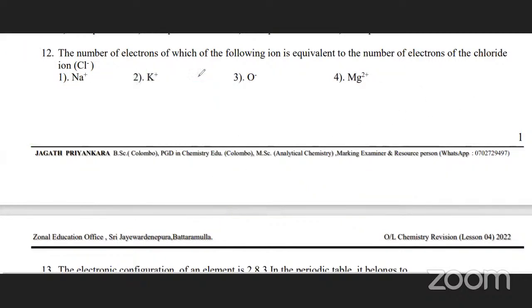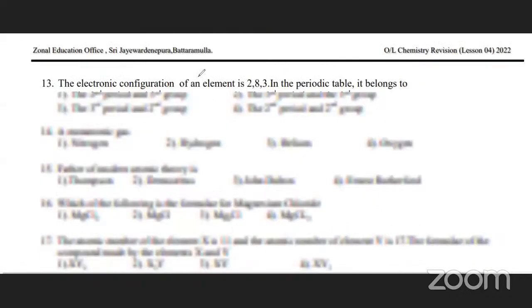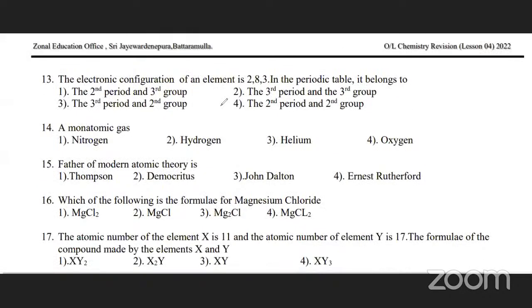Question number 13, the 13th MCQ. Electronic configuration is given. You can easily predict the group and the period. I will quickly move. This is not hard. Outermost 3 means what? Group 3. Outermost 3 means it belongs to group 3.